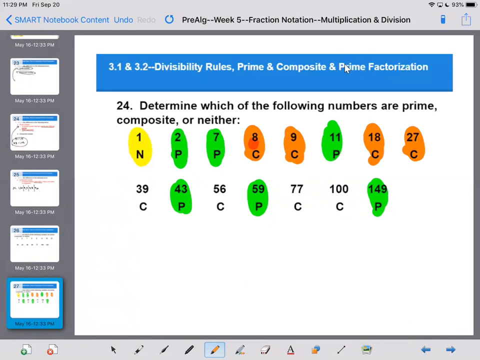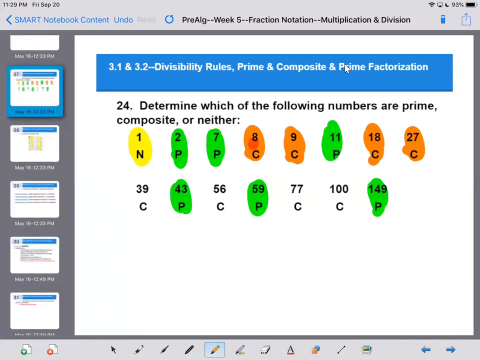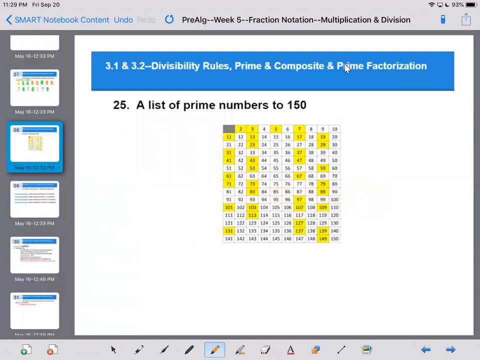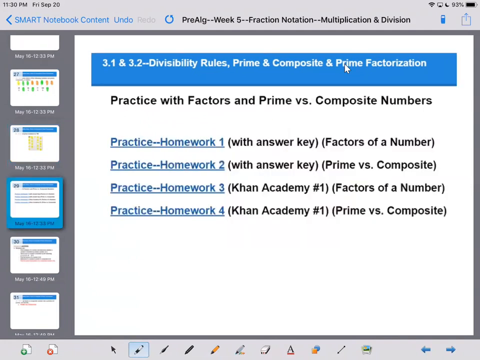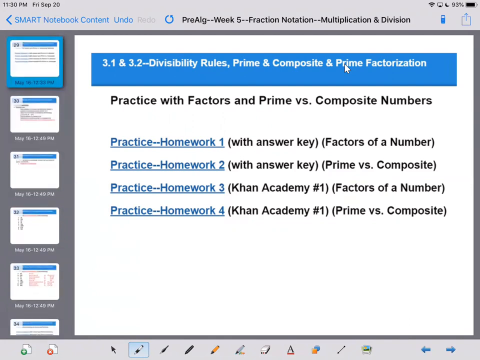So that's a way to look at your primes. You can also Google this if you wanted to. You could do a list of prime numbers and you would see everything in yellow would represent your prime numbers. So I would suggest that you look at some of your practice links if you need to in order to practice the difference in prime and composites.